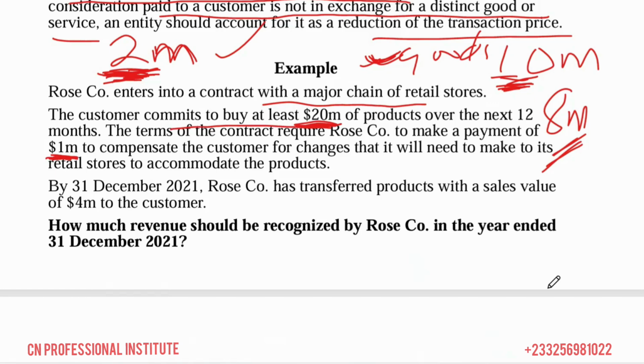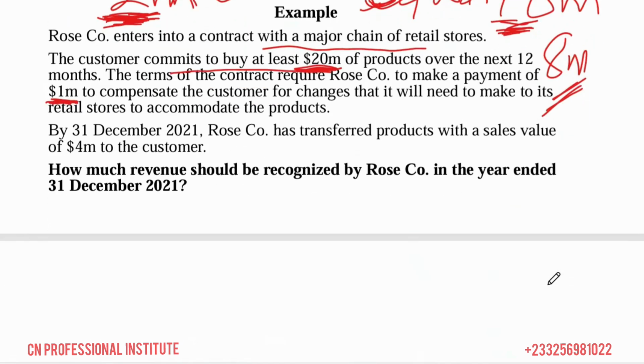So you see, the 1 million refund back to the customer is not in exchange for goods and services. The stance is, if this 1 million paid to the customer were to receive goods from the customer, then we would have to treat it as a purchase. But the 1 million that we promise to refund the customer, for every 20 million bought, is not in exchange for goods and services. So we can't treat it as a purchase, but rather we treat it as what? A reduction in the transaction price. So that's what it means.